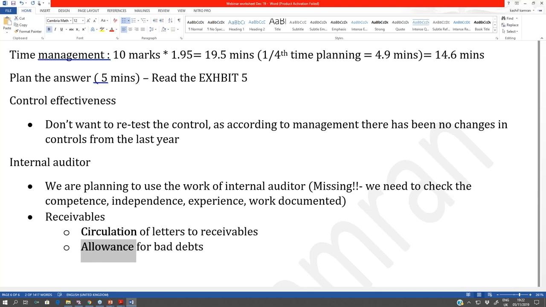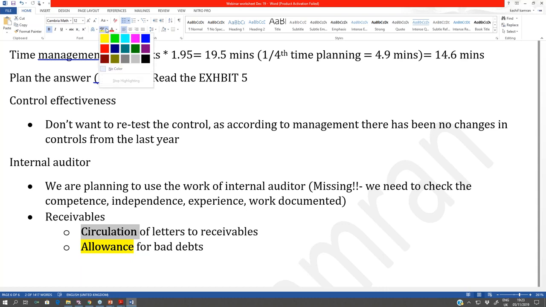Then what's left in receivables? Imagine, these are two important areas of receivables, because the circulation of the receivable letters confirms the existence of the receivable and the allowance confirms the valuation of the receivables. So if I just pass on the circulation and allowance to the internal auditor, am I doing justice with receivables as an external auditor? Am I doing justice with receivable substantive procedures if I put all this to the internal auditor? Do you all believe these are two very important procedures, working on allowance and working on circulation?